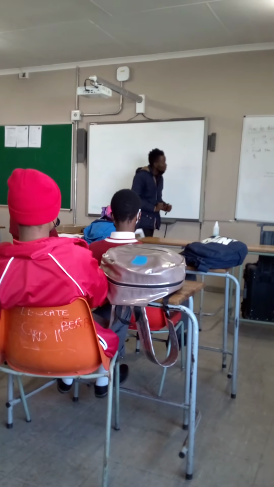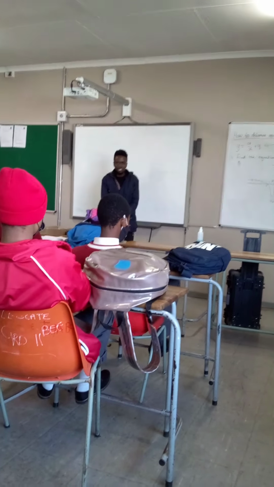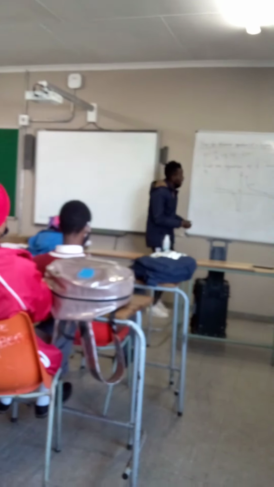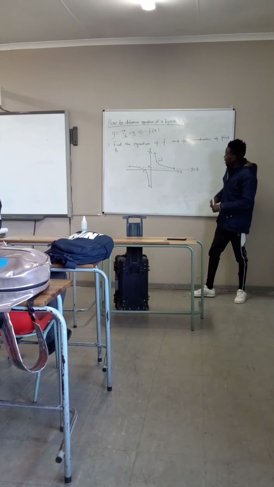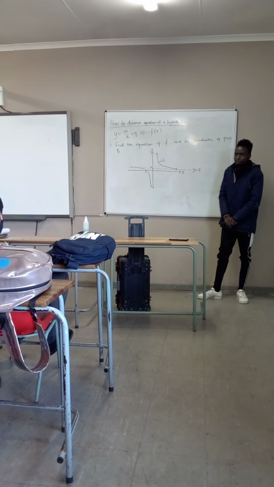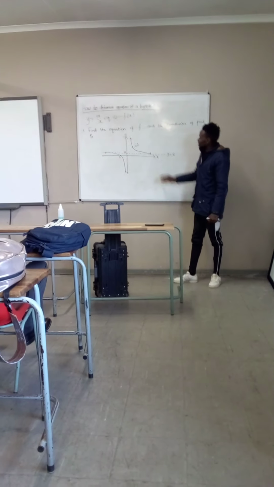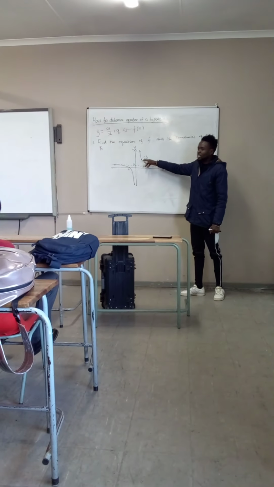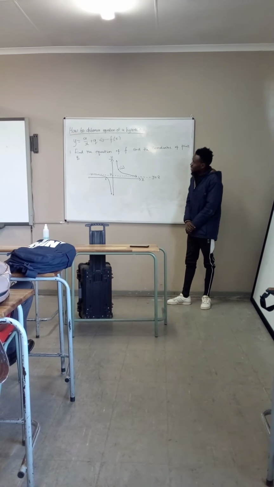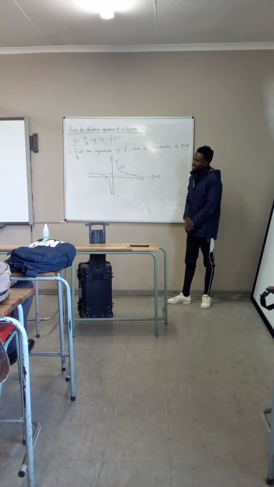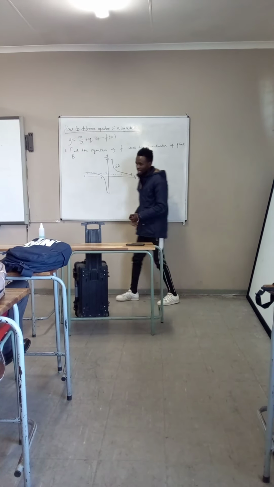So we are given a point here. It's a very useful and important point. It's going to help us. We have the x coordinate and the y coordinate of this point. Our x coordinate for this point is 2, and our y coordinate is 6.